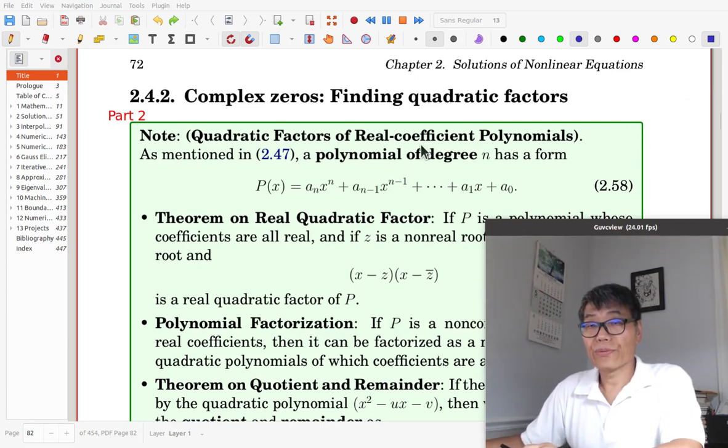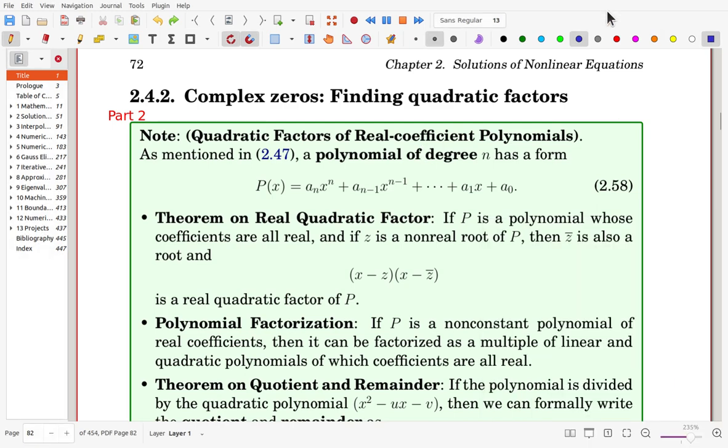It is part 2 of section 2.4. In the first part, we tried to find linear factors of polynomials by using Horner's method. Here, we'll try to find the quadratic factors of polynomials by using Bairstow's method. From quadratic factors, we can determine complex-valued roots.